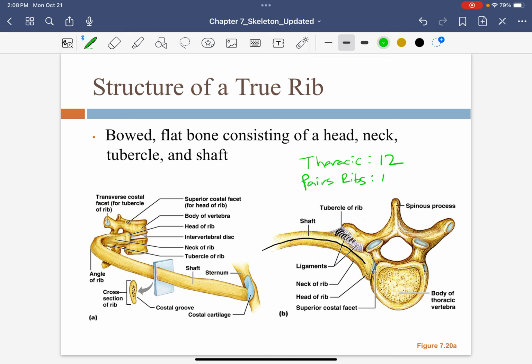Wait for it. 12. So each rib connects to a thoracic vertebra. So I would like you to know that. The ribs posteriorly connect with the thoracic vertebrae. And conveniently, there's 12 thoracic vertebrae and there's 12 ribs.